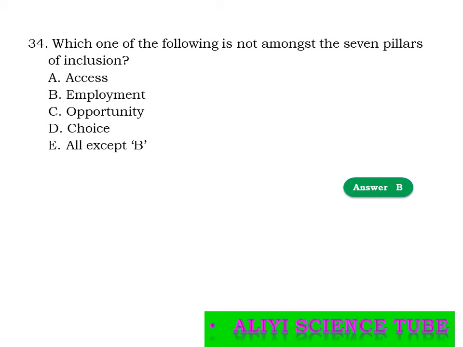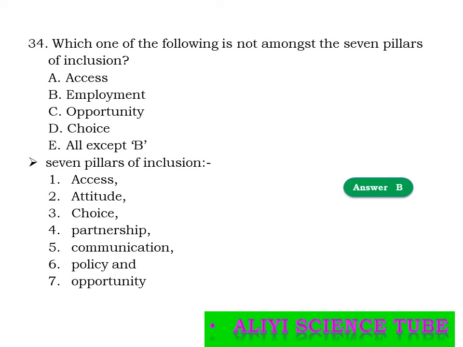Seven pillars of inclusion, employment is not among them, so B. The seven pillars of inclusion are access, attitude, choice, partnership, communication, policy and opportunity. So implementing can generate the seven pillars of inclusion. So the answer is B.